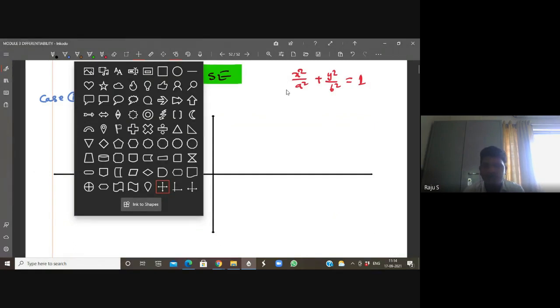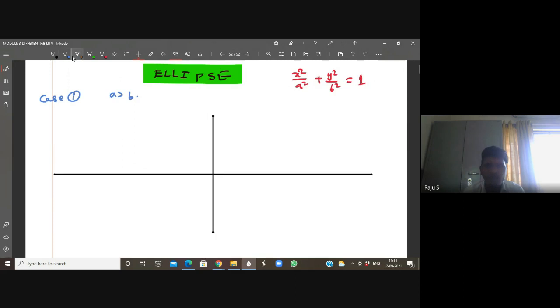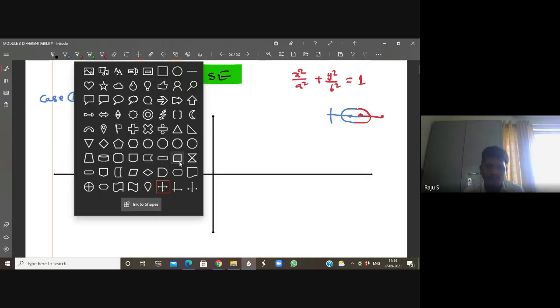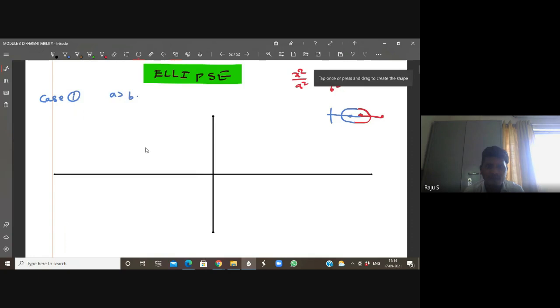If I take a parabola that opens leftwards, it has some focus and some directrix like this. This is the focus. Now I'm taking another parabola like this, which opens rightwards. This also has a focus and a directrix. So the combination of these two parabolas will form an ellipse. You can understand it very easily.